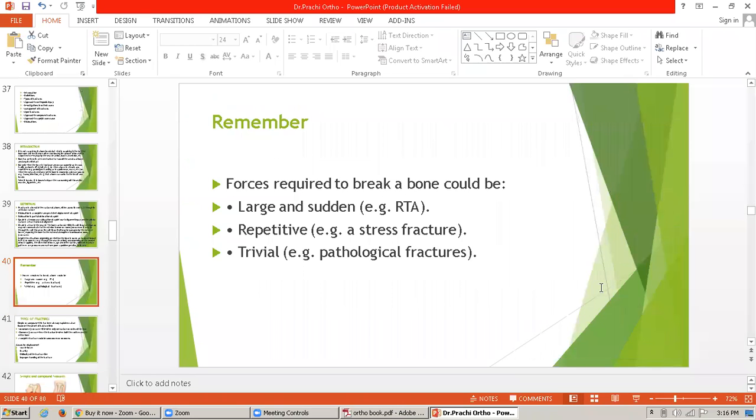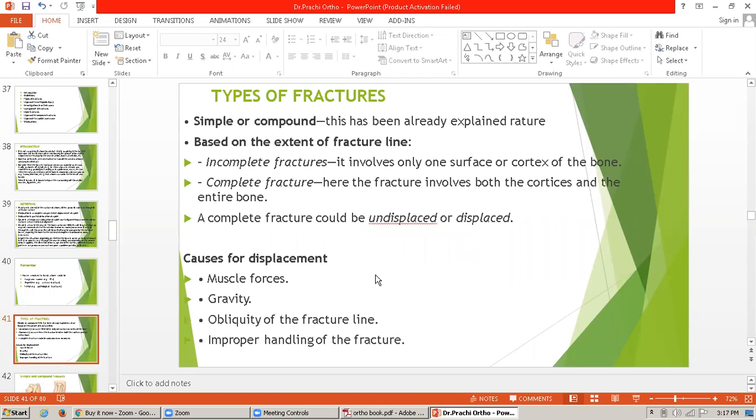So remember, forces required to break a bone could be large and sudden, for example in an RTA, the road traffic accident, then repetitive, for example a stress fracture, and trivial, that is a pathological fracture. So these are the three forces required to break a bone: large and sudden in RTA, repetitive in a stress fracture, and trivial in a pathological fracture.